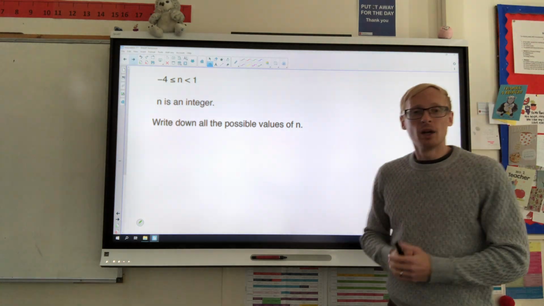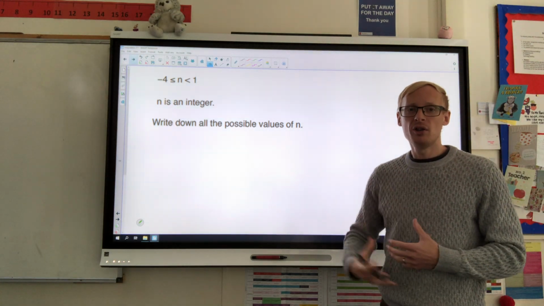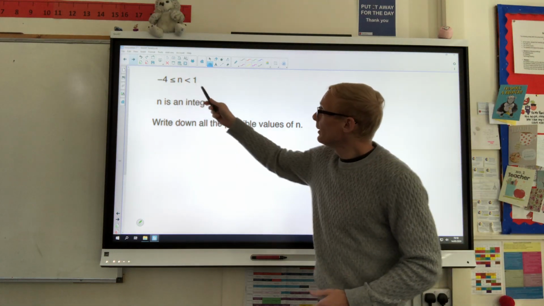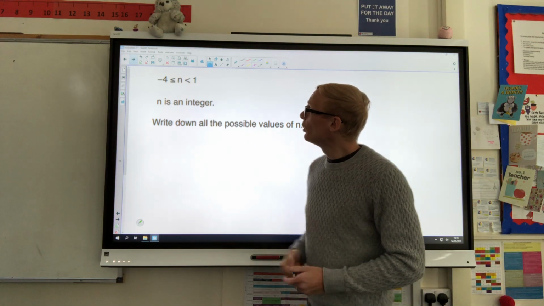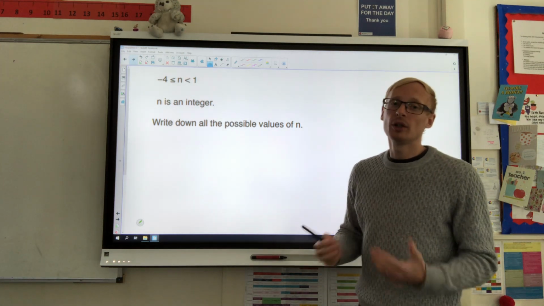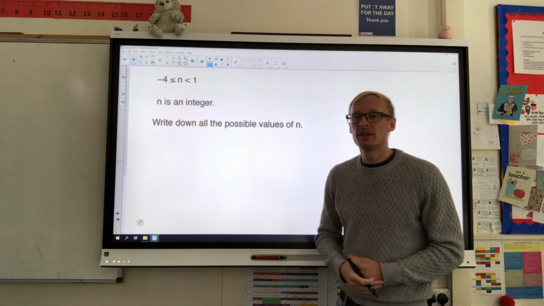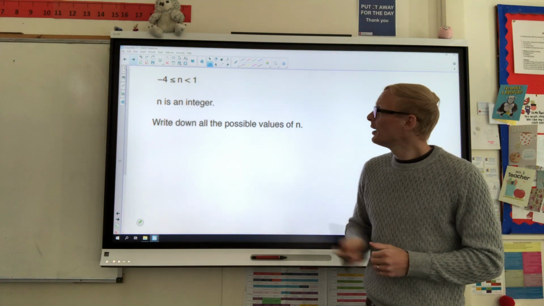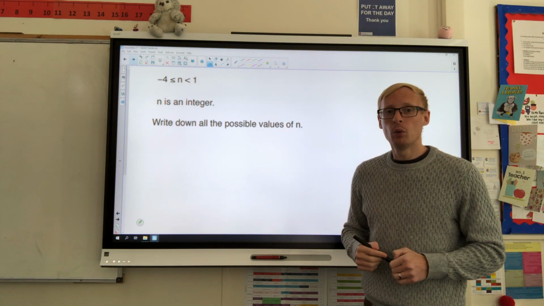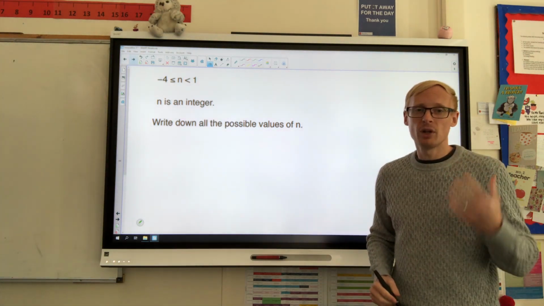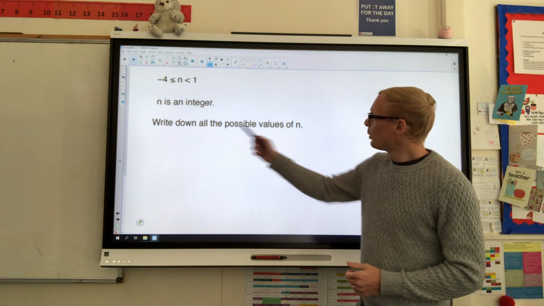Very similar, okay, a lot of these questions tend to use the same wording, the same kind of style of question. We've got our inequality here, n is greater than or equal to -4 and n is less than 1. n is an integer, okay, so we're looking at whole numbers. If it didn't say that, this question wouldn't be possible because you'd have an infinite amount of numbers in between -4 and 1. So it will always say something about integers which triggers your memory of whole numbers. Write down all the possible values of n.